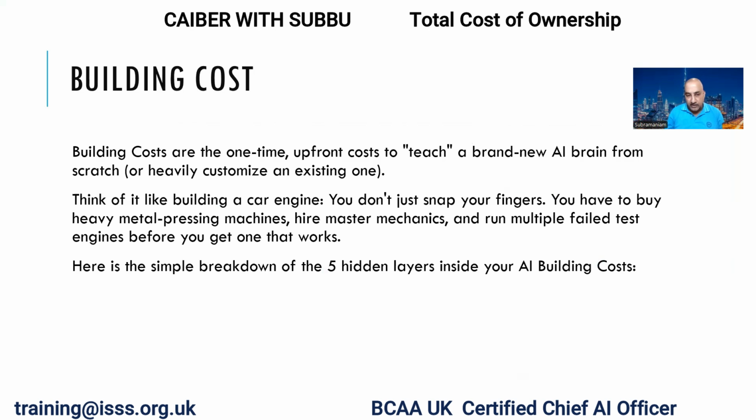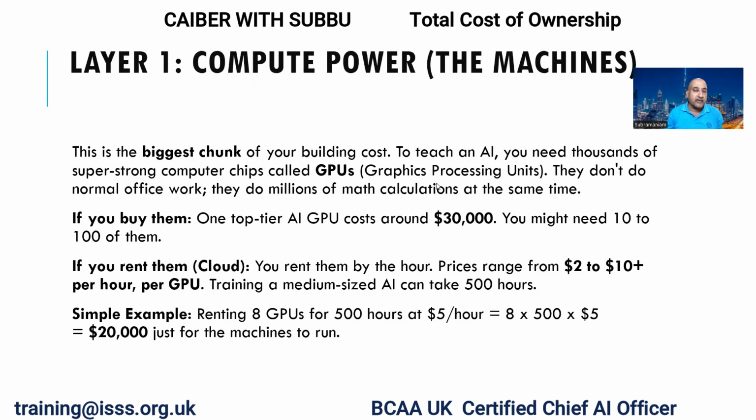Getting on to what is called the building cost. Building costs are one-time upfront costs to teach the brand new brain from scratch. It is a one-time cost with respect to the training. When it comes to retraining, this cost is going to come again. So building cost is a one-time cost until the deployment, but for retraining, the same cost will be incurred. Think of building a car engine. There are five hidden layers.